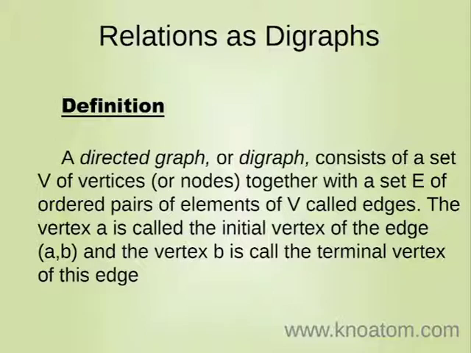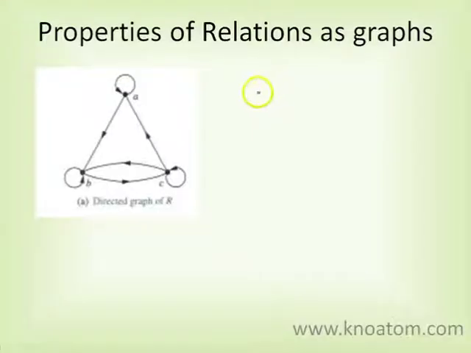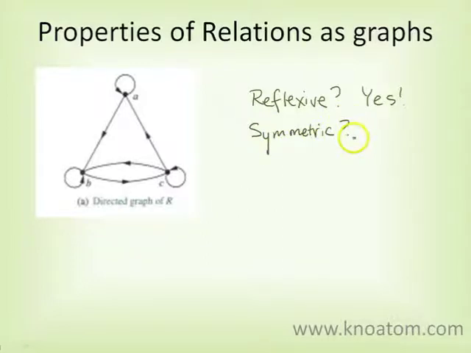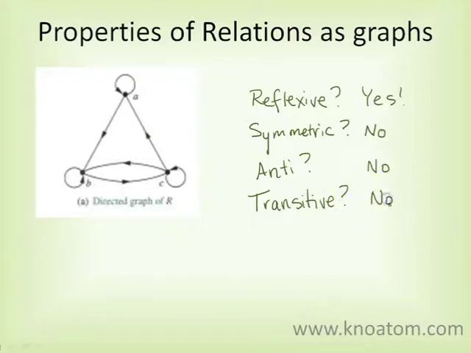Now let's move on to a few examples that illustrate this property. In this example, we will be looking at the directed graph of R on the left. We know that this graph is reflexive because there are loops at every vertex. We know that this graph is neither symmetric nor antisymmetric because there is an edge from A to B, but not one from B to A, and because there are edges in both directions connecting B and C. Finally, we know that R is not transitive because there is an edge from A to B and an edge from B to C, but no edge from A to C.